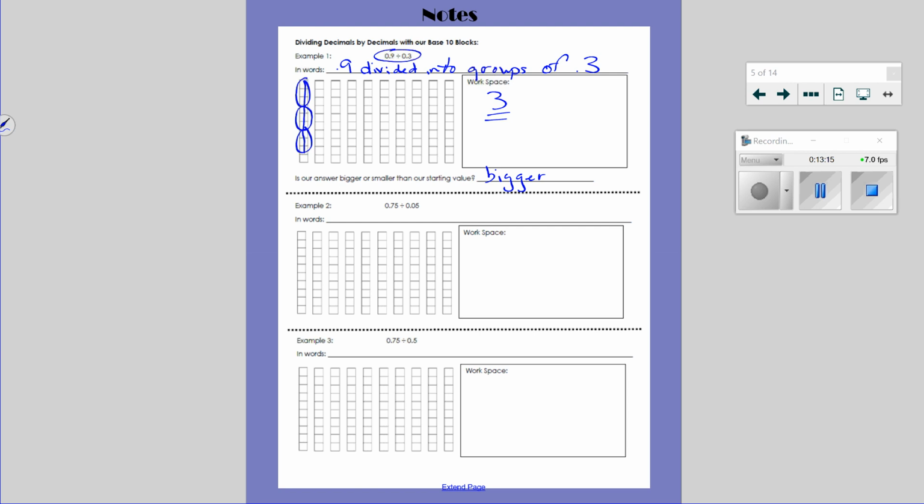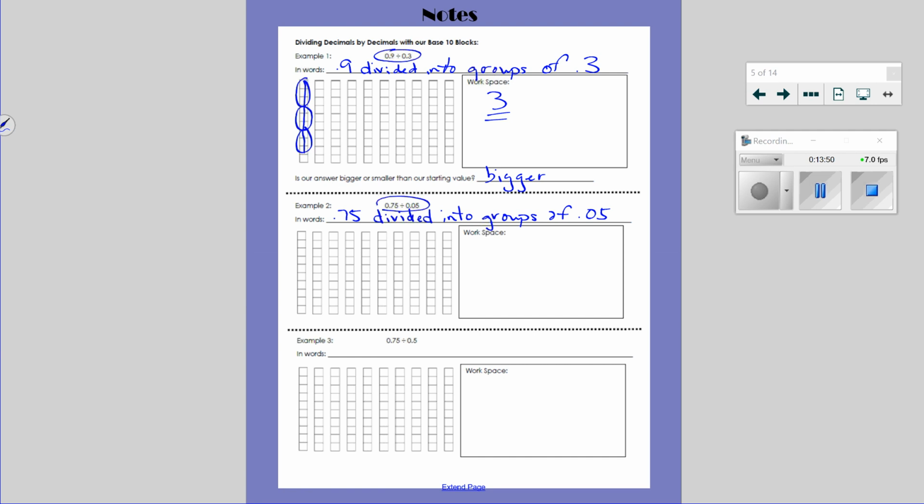Okay, our second one, we're going to take 75/100ths divided by 5/100ths. So what do you guys think in words? What does this mean? What are we doing? How many groups of 5/100ths are there in 75/100ths?